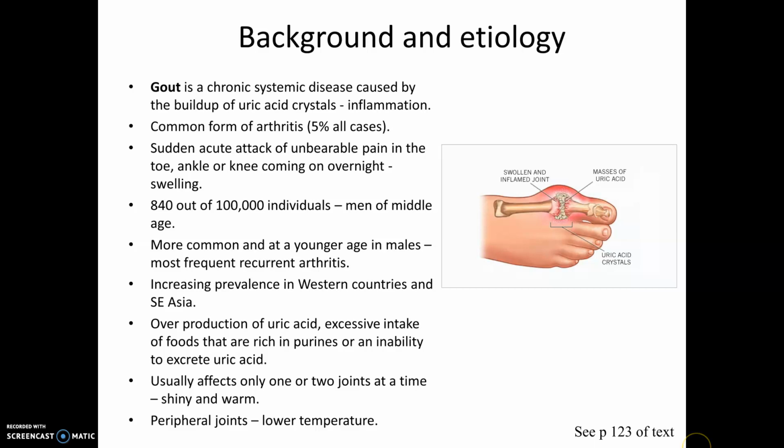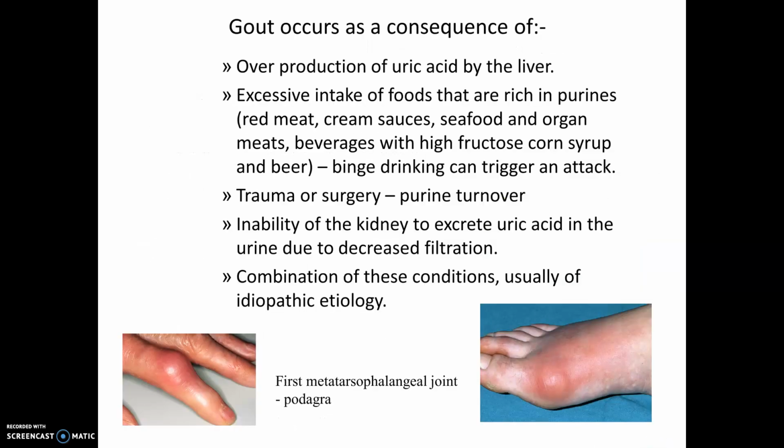Classically, gout is affecting men of higher socioeconomic status. It's common in Western countries, but becoming more and more common in Southeast Asia. Gout is really caused by one of two different types of etiology, either an overproduction of uric acid or under excretion of uric acid.